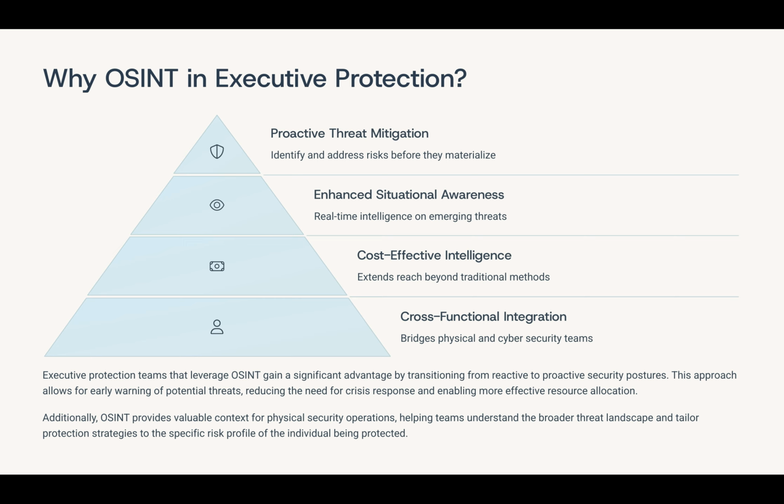By incorporating OSINT into their workflows, executive protection teams can allocate resources more effectively and tailor their strategies to the unique risk profile of each individual they protect. Ultimately, leveraging OSINT leads to better informed decisions, reduced reaction times, and a more robust executive protection posture.